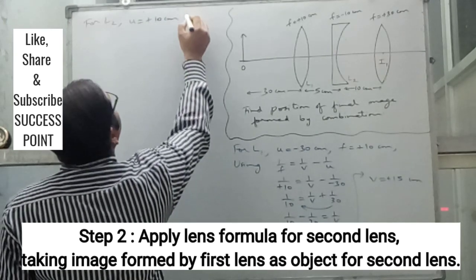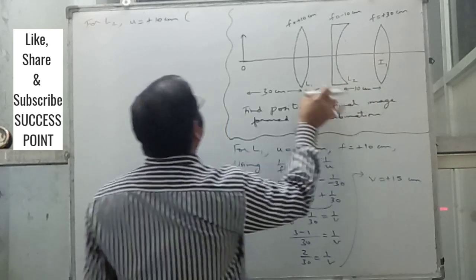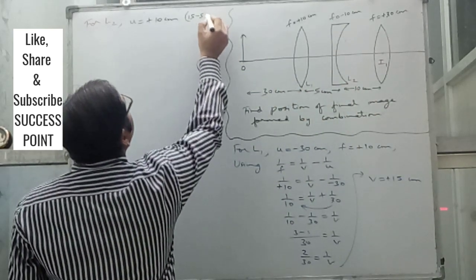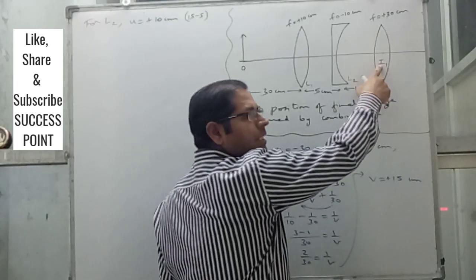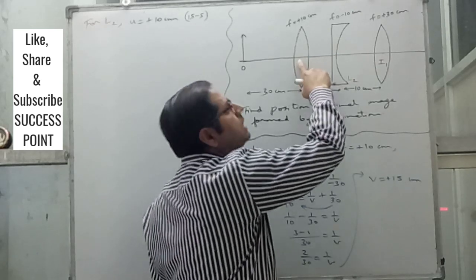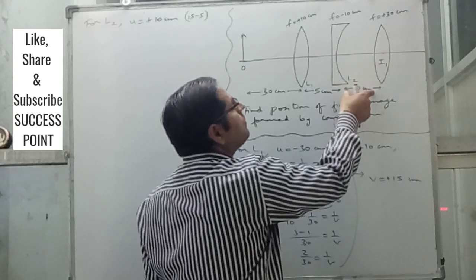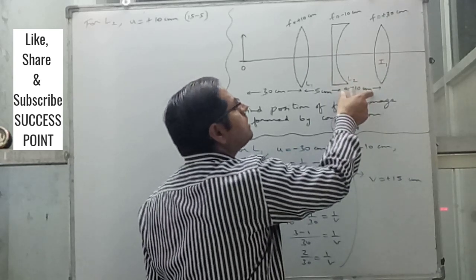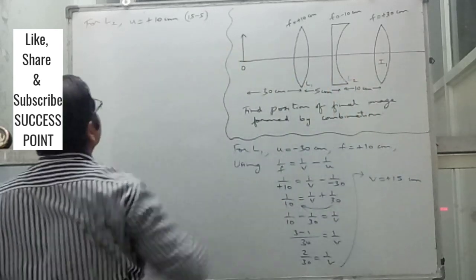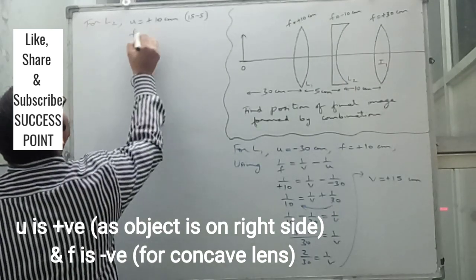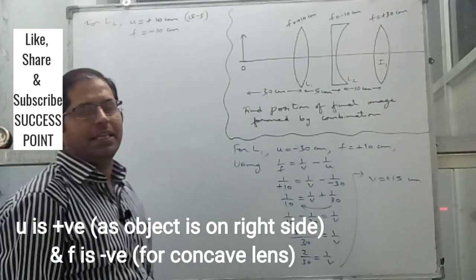You can find this by this method also. See, this is total 15, 15 minus 5, you will get the same 10. Why? Because we have to find the distance of this image which is formed by the first lens, which will now act as object for the second lens. This object distance is 10. So this is u. Now what is its focal length? Focal length is given as minus 10 centimeters.